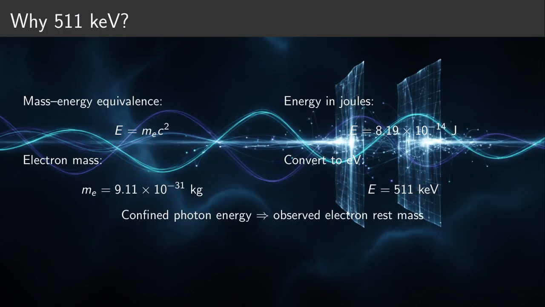Why 511 keV? From mass energy equivalence, energy equals mc². Using the known electron mass yields an energy of approximately 8.19 times 10 to the minus 14 joules. Converting to electron volts gives 511 kilo electron volts. This corresponds exactly to the confined photon energy. Thus, the electron's rest mass can be interpreted as the energy of this confined photon.